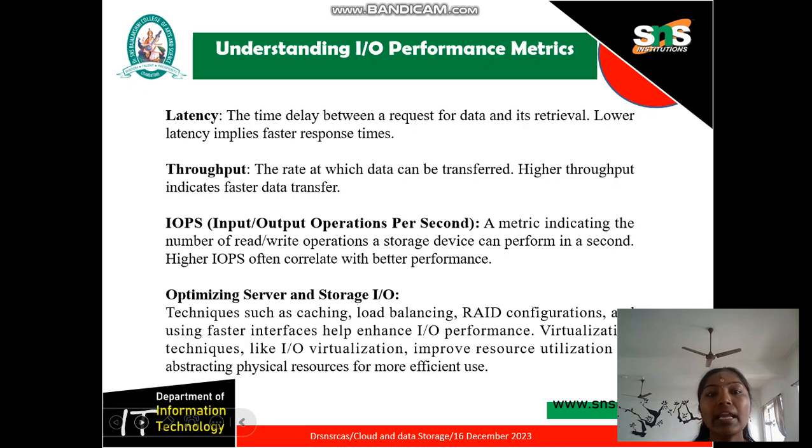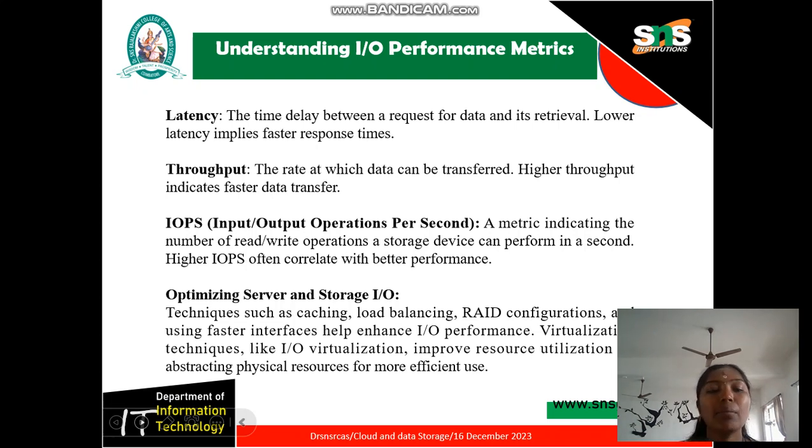So next we are going to see about understanding input output performance metrics. First is latency, the time delay between the request for data and its retrieval; lower latency implies faster response times. Next is throughput, the rate at which data can be transferred; higher throughput indicates faster data transfer. Next is IOPS, input output operations per second, a metric indicating the number of read and write operations a storage device can perform in a second. Higher IOPS often correlates with better performance.